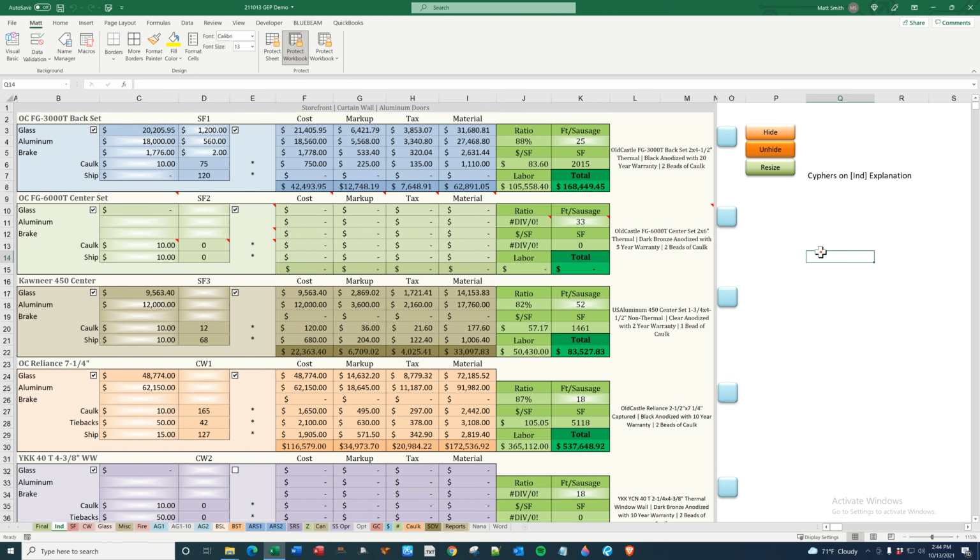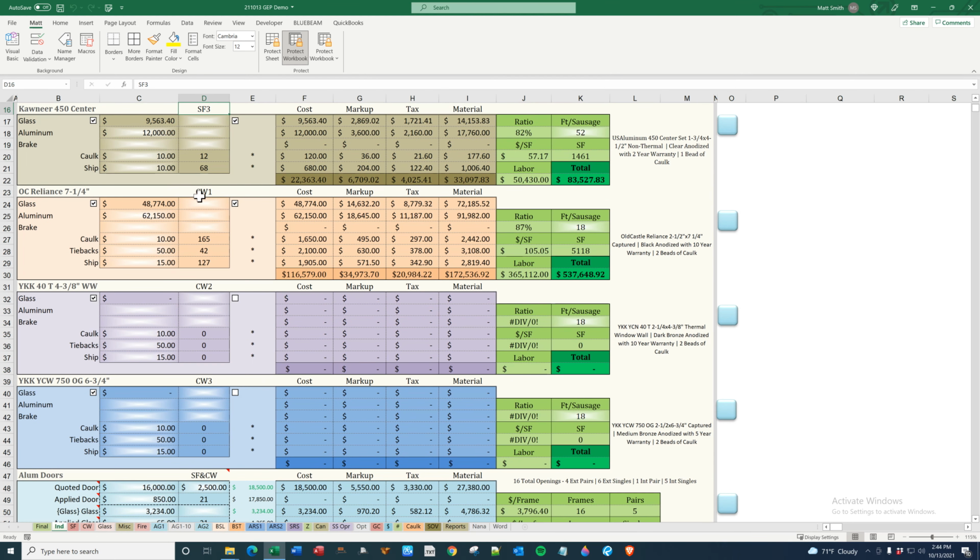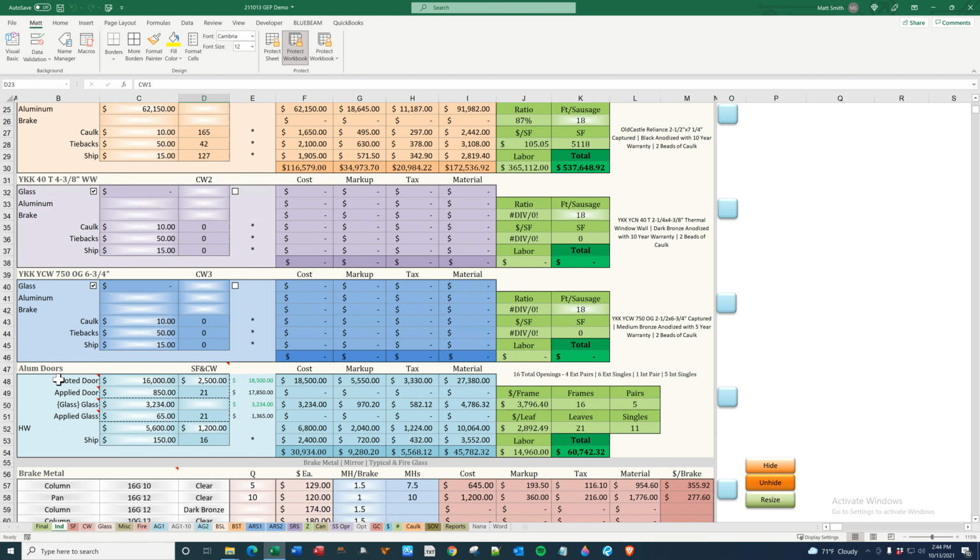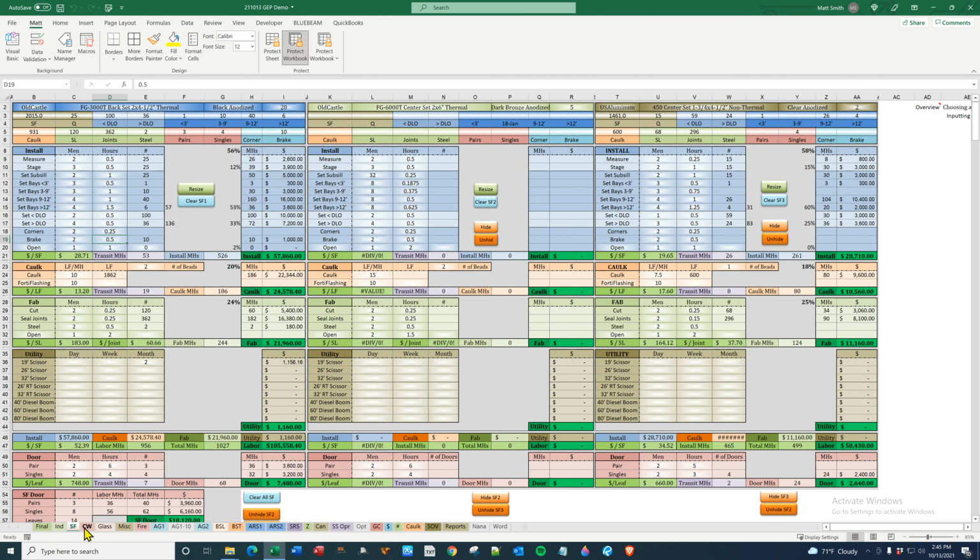Coming over here to storefront, we have SF1, 2, and 3. The first two are exterior. The third one is interior. Same with curtain wall: CW1, 2, and 3, where CW3 is interior and these two are exterior. Aluminum doors will take all of the values from your storefront. Here's SF1, 2, and 3.